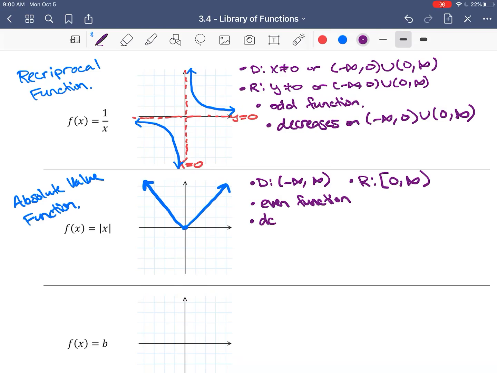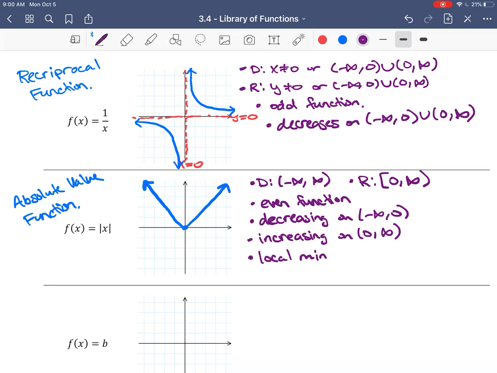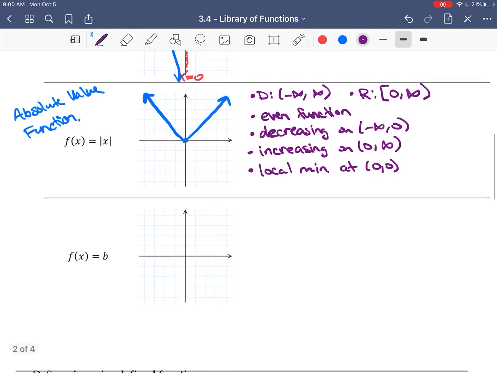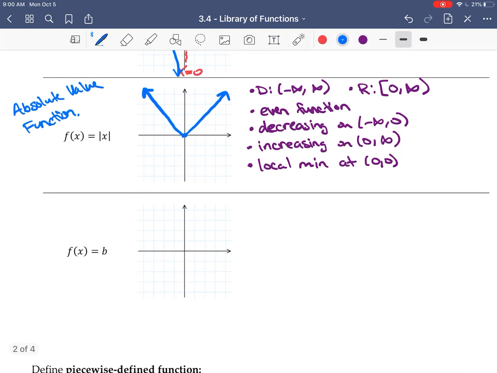So it's decreasing on the interval from negative infinity to 0, and then increasing after 0. And here we have a local minimum at the point 0, 0. Okay, so local minimum of 0 at x equals 0. Okay, finally we have f of x equals b. So b is just a constant. Okay, so this is a constant function.